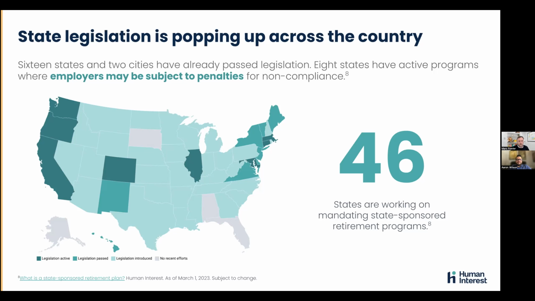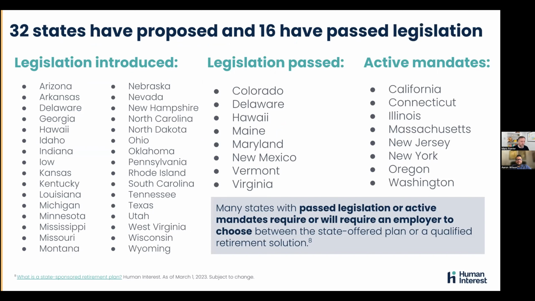Okay, so this is a handy chart, and we'll move from left to right. On the left side, they've started the conversation. It's on the radar, but there's nothing really in place yet, but the machinery is just beginning to turn. When we get to the middle, with legislation passed, these states have all said, yep, we are going to do something, and we have people actively creating the plan right now, but we haven't rolled it out just yet, but it's coming. And then on the far right, the active mandates. These are the big ones.